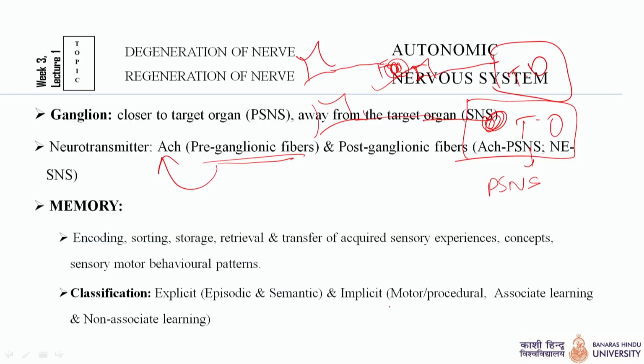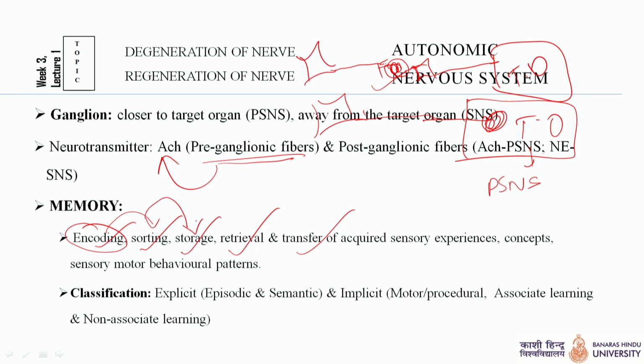The next important topic is memory. So what is called memory? Memory is defined as encoding, sorting, storage, retrieval and transfer of the experiences, concepts, sensory motor behavioral patterns which you acquired. So first, once sensory information comes, it gets encoded. Once it is encoded, then it has to be sorted. Sorted means it has to be classified. Then once it is classified, it gets stored.